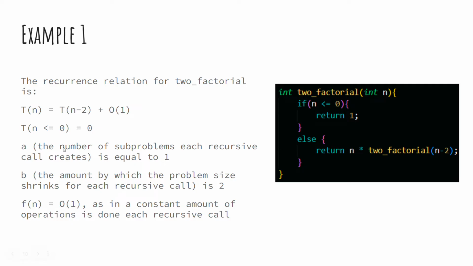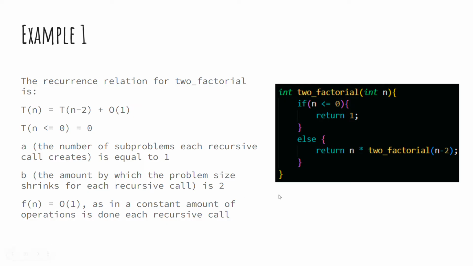Okay, so let us try to understand how we get the recurrence relation for this problem. The number of subproblems that each recursive call creates, a, is equal to 1, because you have one recursive call. Every problem breaks down into a problem which is called just once. And b is the amount by which the problem size shrinks for each recursive call.